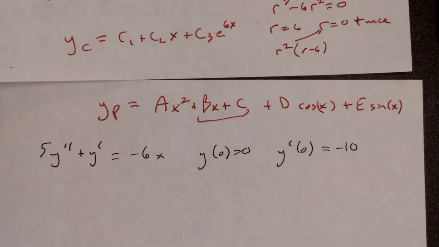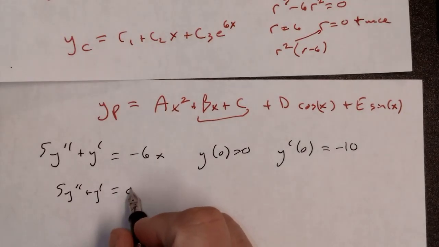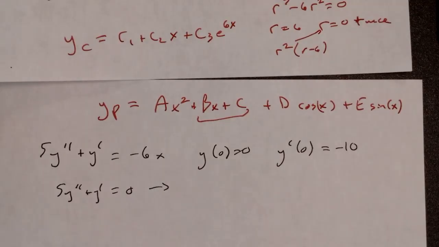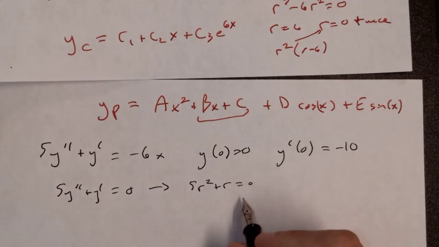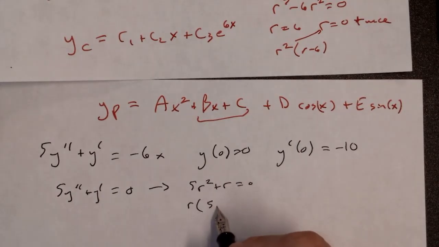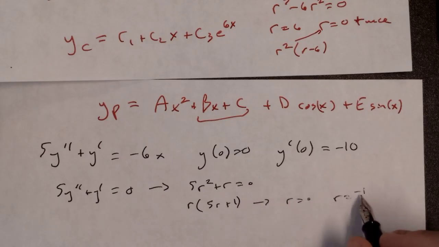The first thing we create is... right. The auxiliary equation goes with the homogeneous version. So I need to write that down to make the auxiliary equation. So I get rid of this part. 5y double prime plus y prime equals 0. What's my auxiliary equation then? So I factor out the r. I get r times 5r plus 1. And that gives me r equals 0 and r equals minus a fifth.